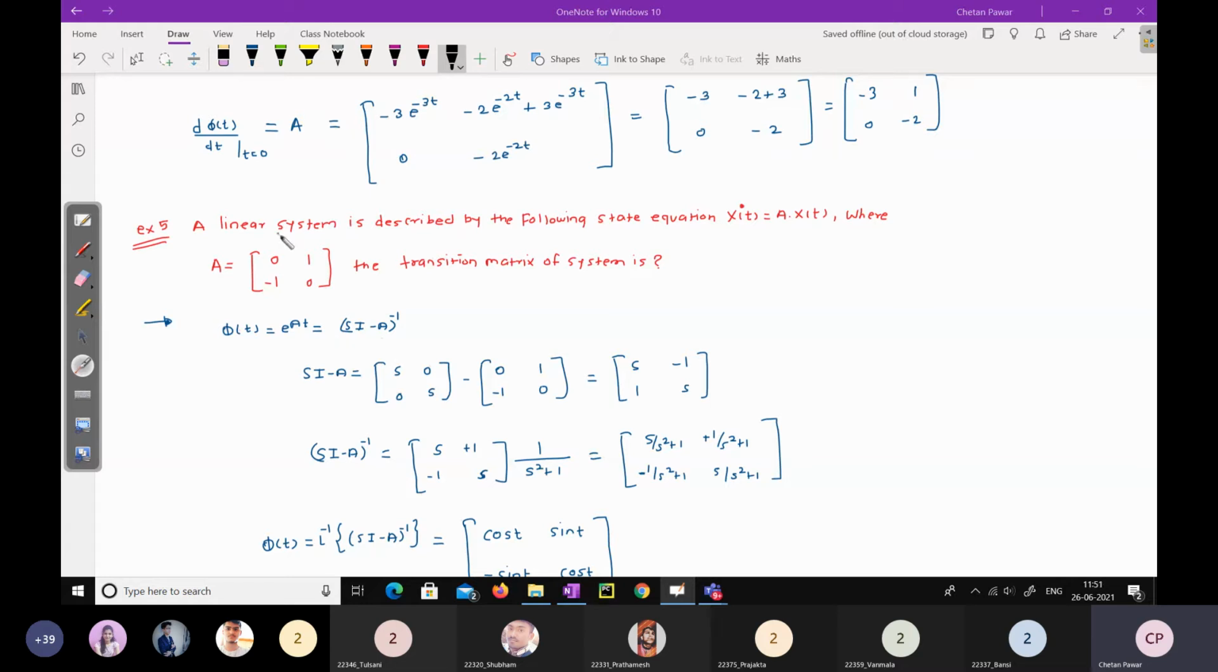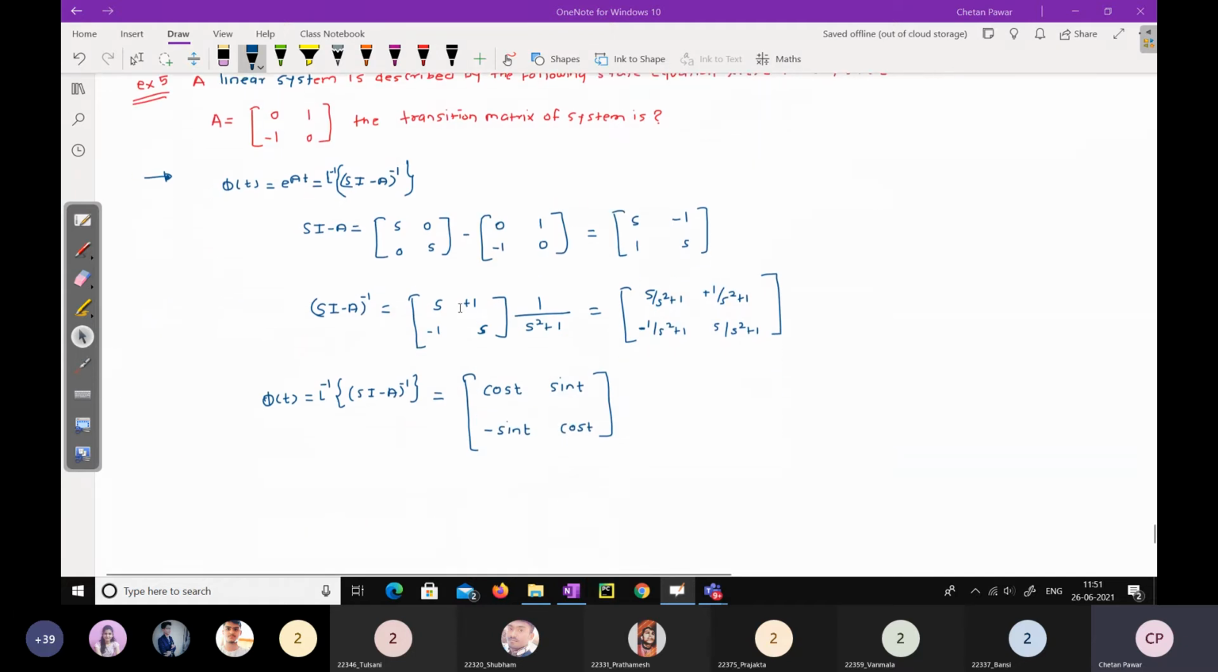So one thing I forgot to mention here. So this will be Laplace inverse. Okay, Laplace inverse of sI minus A inverse. So if you just take an inverse of it, the first term is what? s upon s square plus 1. Okay. So this is cos t if you take an inverse Laplace transform. So this will be cos t.